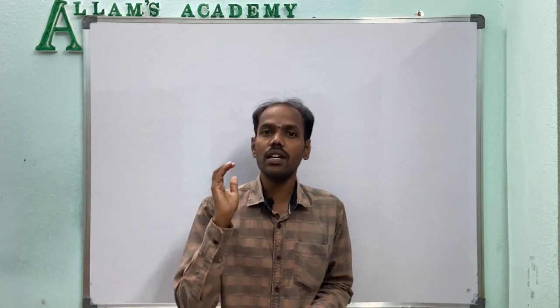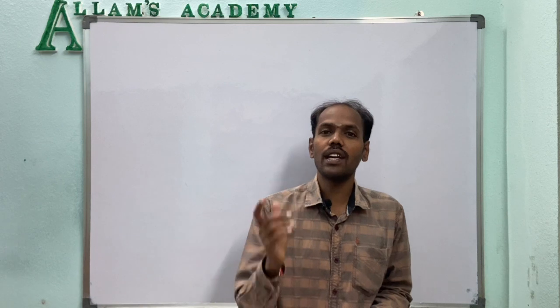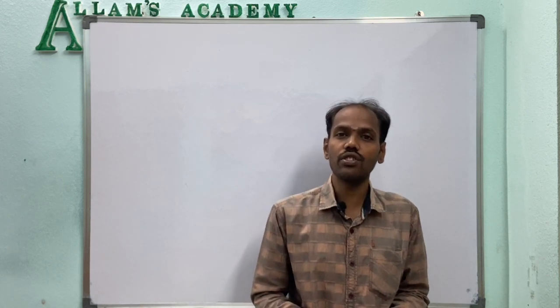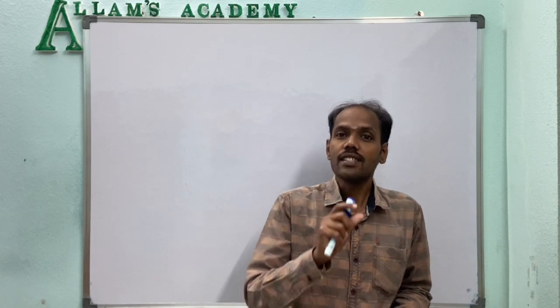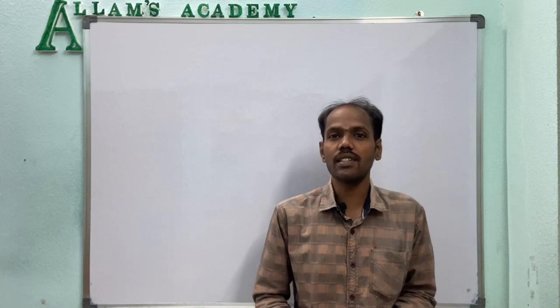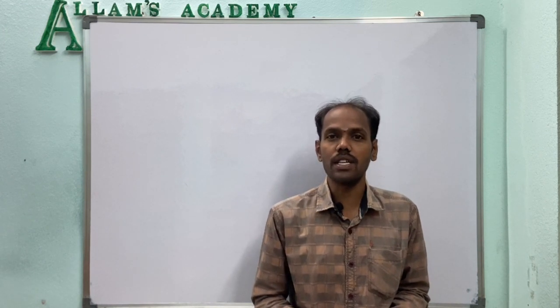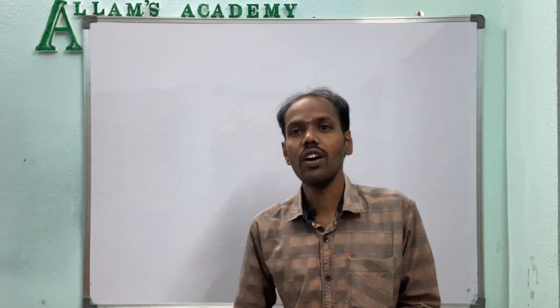If the first term and last term are given, then the sum of the numbers Sn is equal to n by 2 into a plus l, and the sum of the first n natural numbers Sn is equal to n into n plus 1 by 2. That one we have to learn.